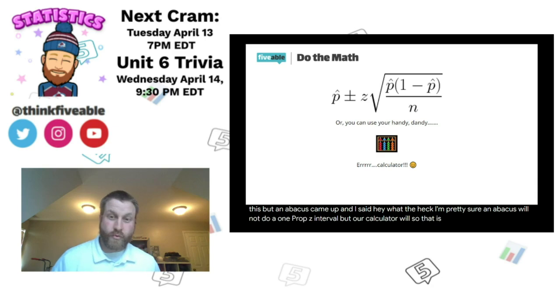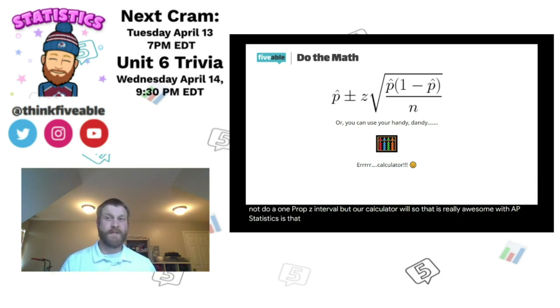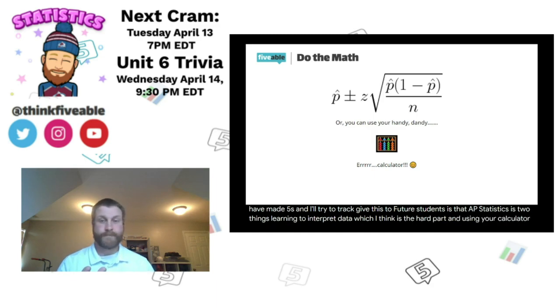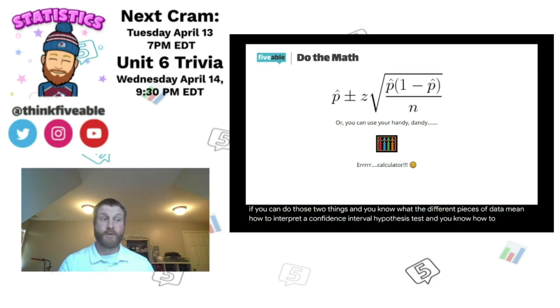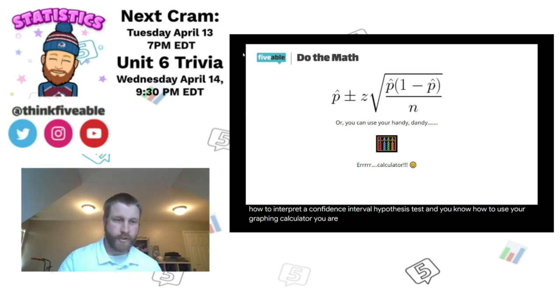That is really awesome with AP statistics, that most of the math you can do in your calculator. I've heard from some of my students who went on to make 5s, and I try to give this to future students, that AP statistics is 2 things: learning to interpret data, which I think is the hard part, and using your calculator. If you can do those 2 things, and you know what the different pieces of data mean, how to interpret a confidence interval, hypothesis test, and you know how to use your graphing calculator, you are good to go.